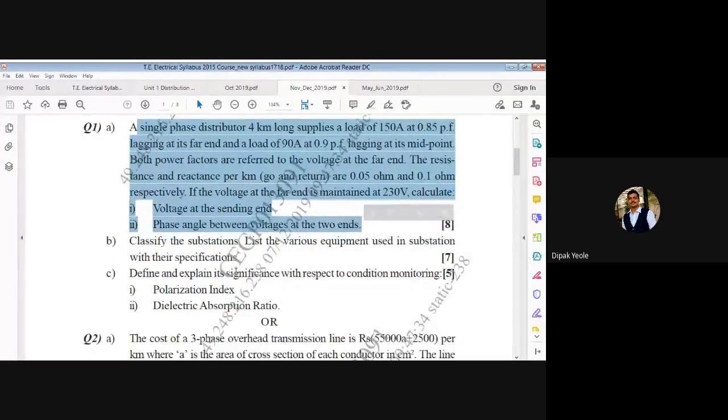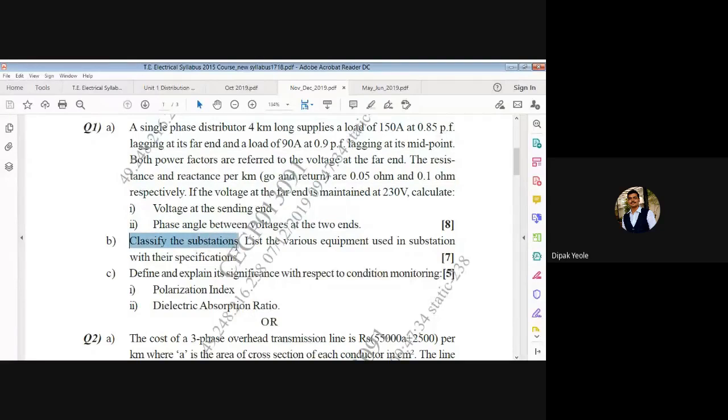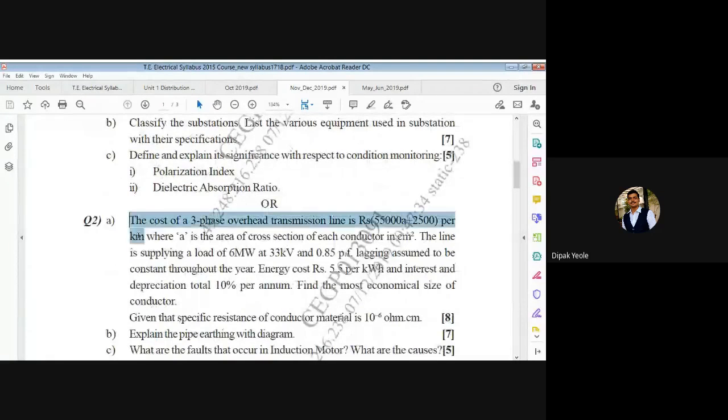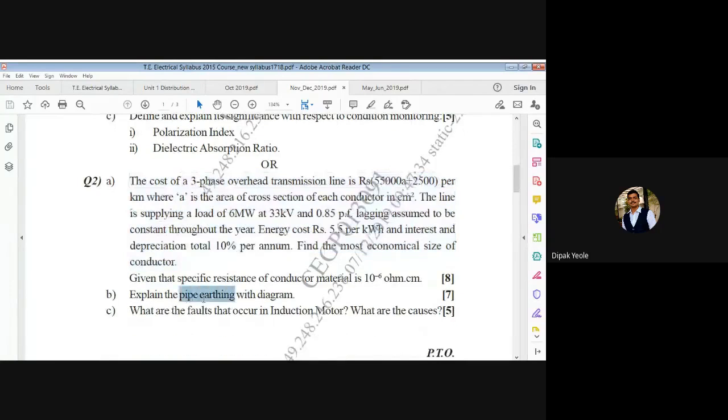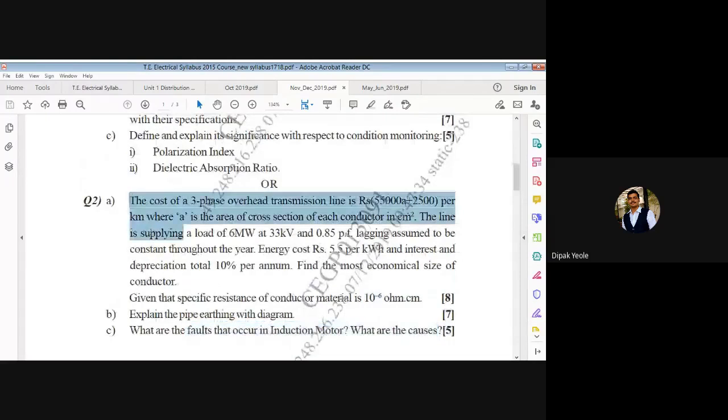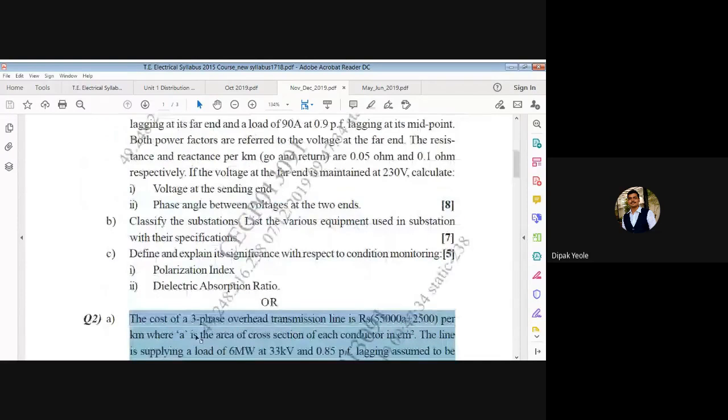Yes, the classification of supply substation. So this is from unit number 2. Determine or define the polarization index and dielectric absorption ratio. So this is from unit number 3. Yes, and find out the most economical size as per Kelvin's law. The numerical is asked. Yes, explain the pipe earthing from unit number 2, and faults that occur in induction motor. What are the causes? So these are the faults we are interested in, for the stator side as well as the rotor side. Yes, and what are the causes? So only the numerical is asked from unit number 1. Yes, so this numerical and this numerical.